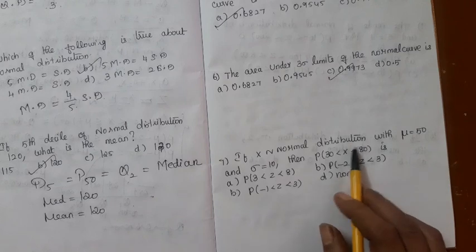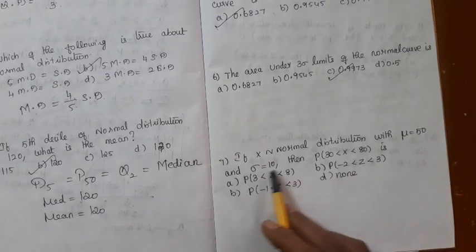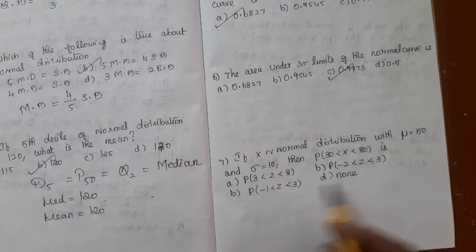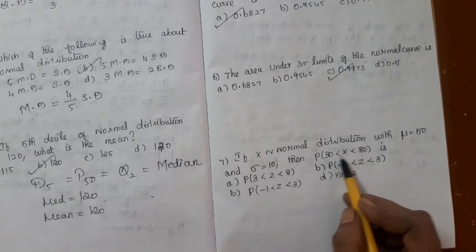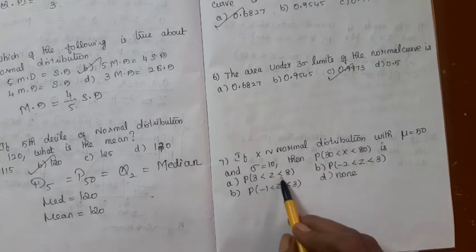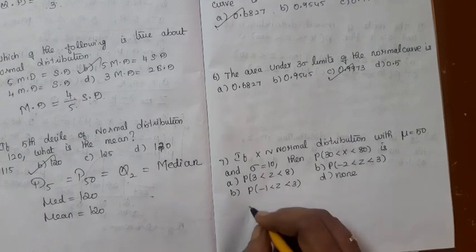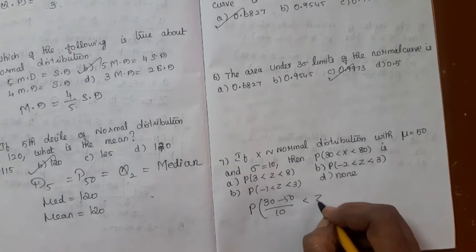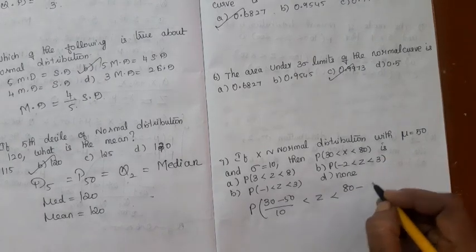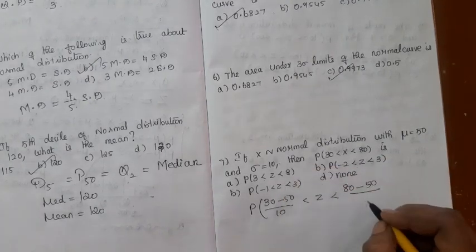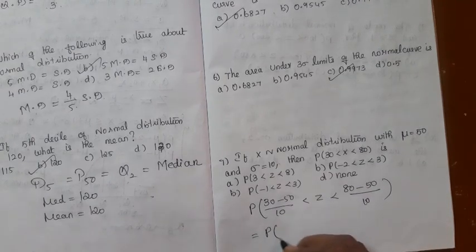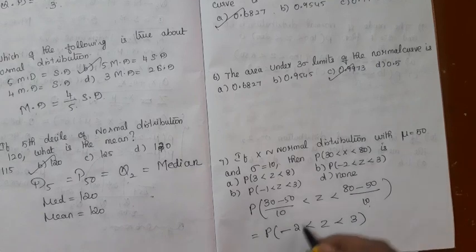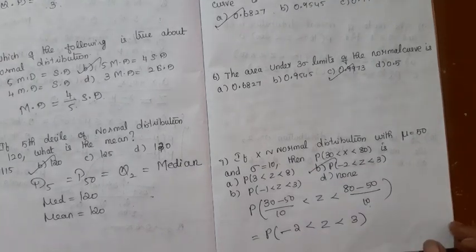If X follows normal distribution with mean 50 and sigma 10, this probability is equal to what? See, here the probability is given in terms of X and here the probability is given in terms of Z. What does it mean? You should standardize. Probability of (30 minus mu) by sigma less than Z less than (80 minus mu) by sigma, where mu is 50 and sigma is 10. So what do you get here? Minus 20 by 10, minus 2, and 30 by 10, 3. So option B is the right answer.